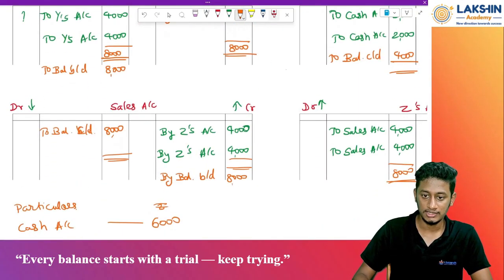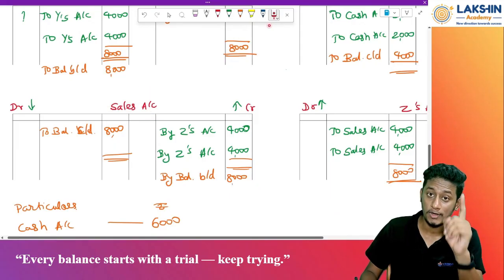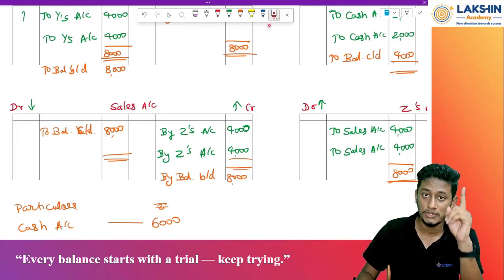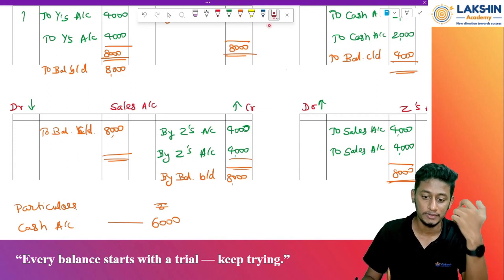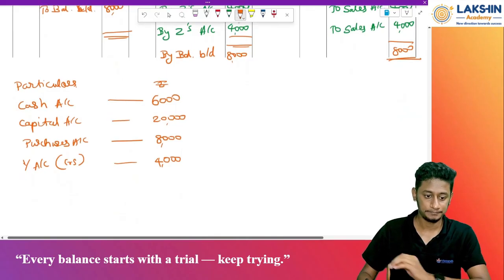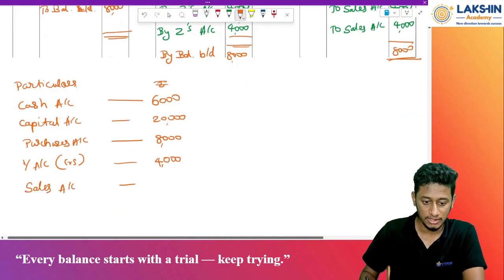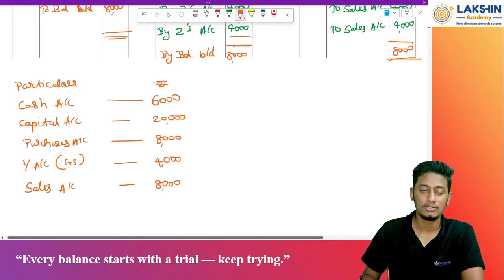Then we have sales account. Sales account has how much balance? Always look from a brought down point of view. I am telling you, please don't get confused. Always look from brought down point of view. Sales account has 8,000 in balance.